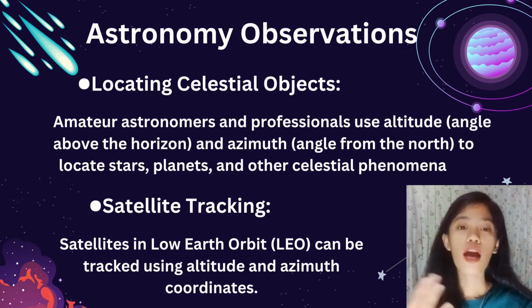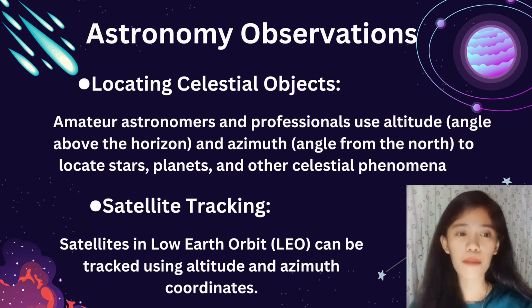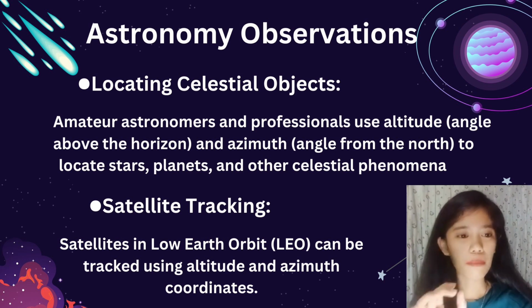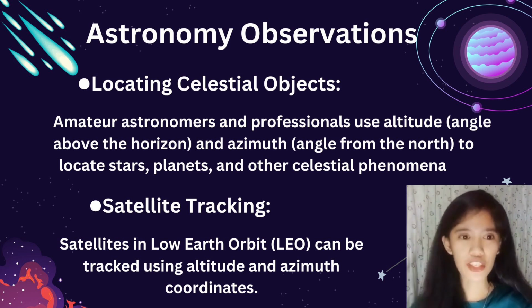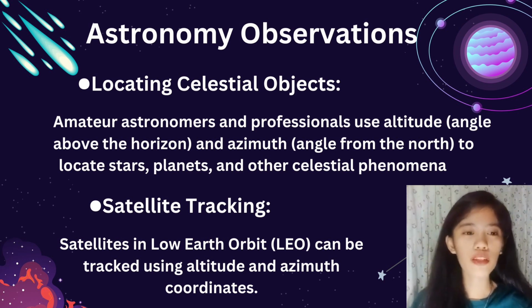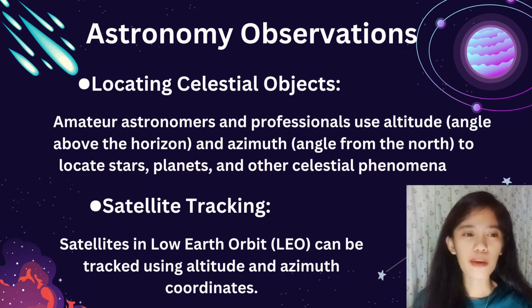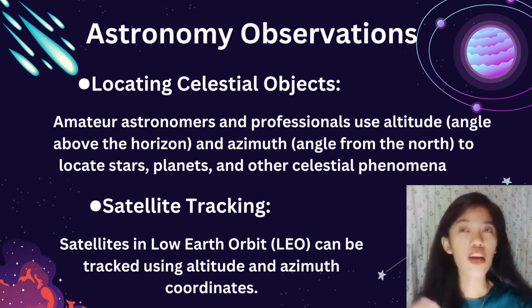Amateur astronomers and professionals use altitude, or the angle above the horizon, and azimuth, which is the angle from the north, to locate stars, planets, and other celestial phenomena. Telescopes and star charts often use these coordinates for guidance. Aside from that, many astronomy apps can provide real-time information about the altitude and azimuth of celestial objects based on the user's location.